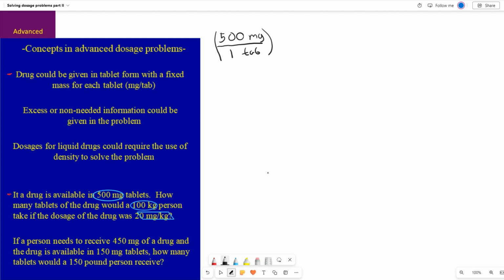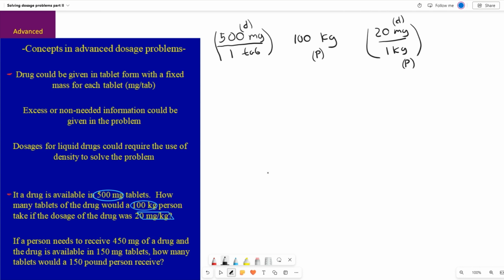We also have the person's mass of 100 kilograms, and we have the dosage of 20 milligrams per 1 kilogram. Again, this is drug up here for the dosage. This is a person down there for the kilogram. This is mass of person. And that's drug up there, 500 milligrams of drug.